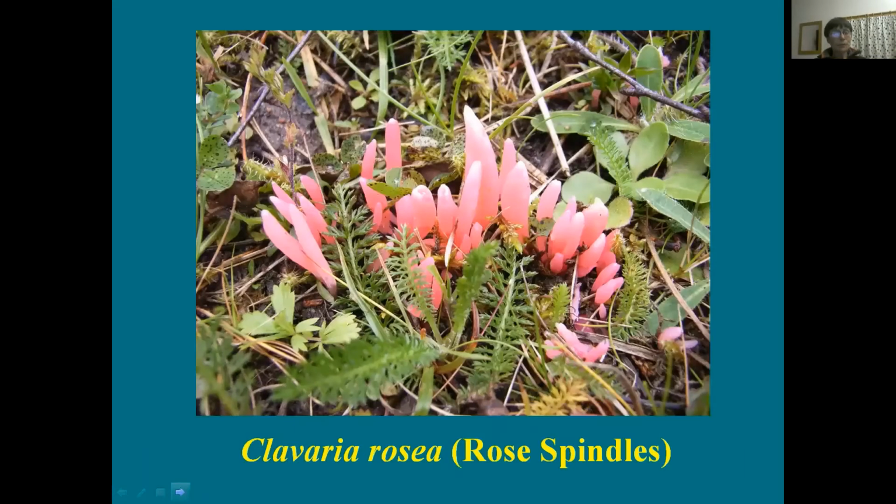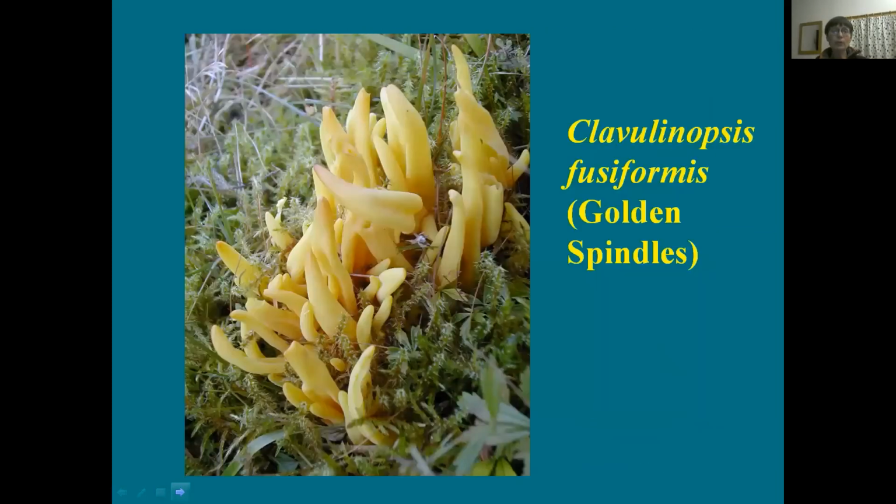And here's rose spindles. Really is that wonderful cerise pink. It's a lovely thing to find. And if you do find this one fruiting, it tends to come up every year in the same place, which is rather obliging of it when you're wanting to impress people. But not a particularly common species, the rose spindles. Golden spindles. This is quite a chunky thing. It tends to grow in these lovely tight clusters. But it's not branching, and you'll see what I mean about branching in a minute.